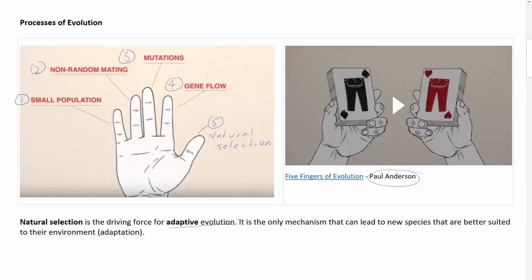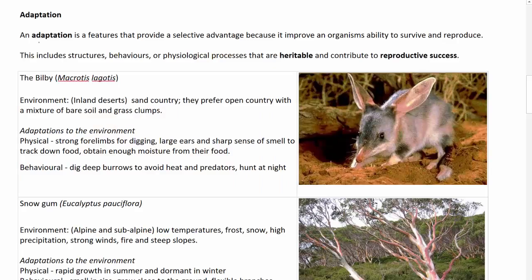The unique thing about natural selection is that it is the only process of evolution that leads to adaptive evolution. That is, it is the only mechanism that can lead to a new species that is better suited to its environment. An adaptation is a feature that provides a selective advantage because it improves an organism's ability to survive and reproduce. And that's very important because without reproduction, you're not actually passing on any sort of genetic advantage to the next generation. So an adaptation includes structures, behaviors, or physiological processes that are heritable and contribute to reproductive success.